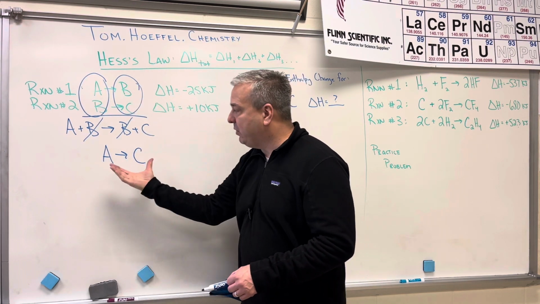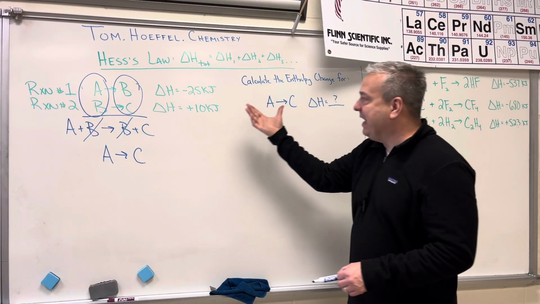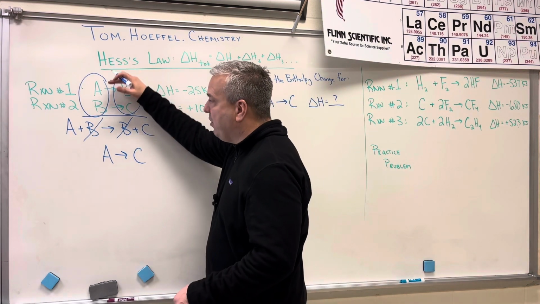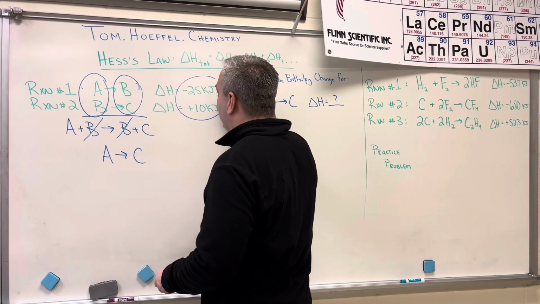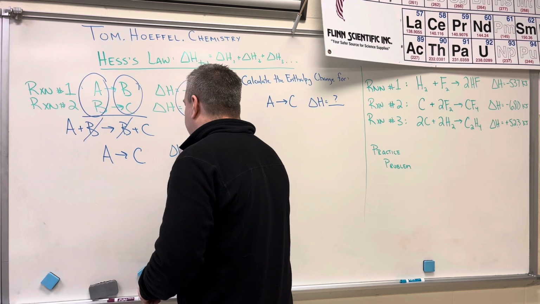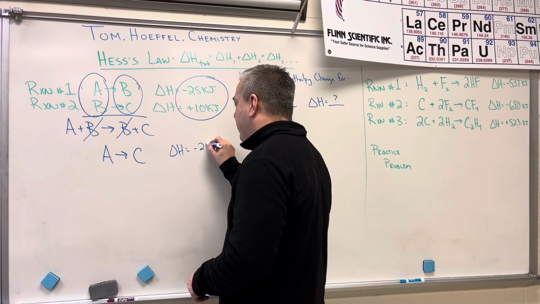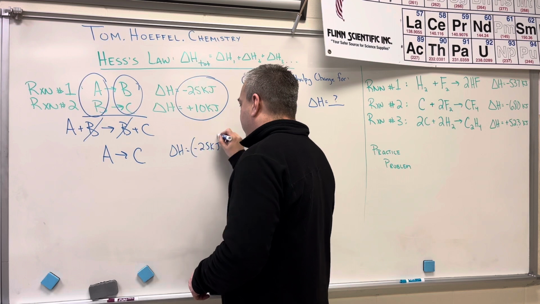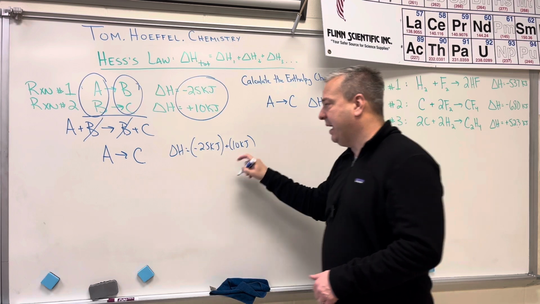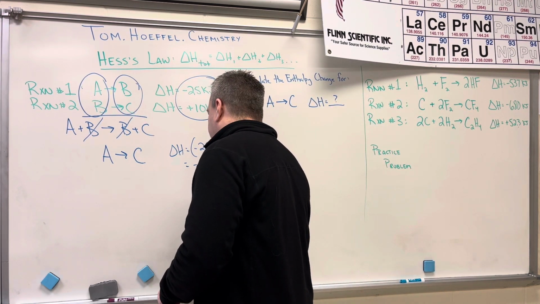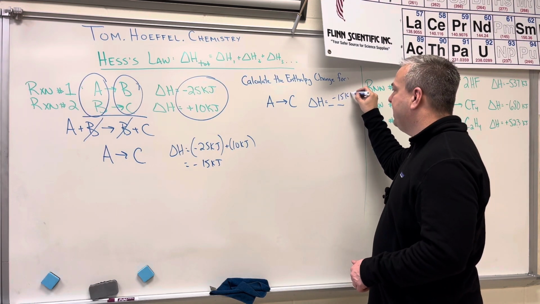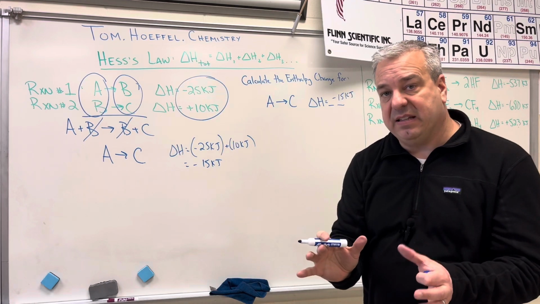And we want to add them so that when we get our result, it equals the one that we're trying to find. Now, according to Hess's law, when you add chemical reactions together, you're going to add their enthalpy changes as well. So I'm going to add negative 25 kilojoules with 10 kilojoules, and negative 25 plus 10 will give you negative 15 kilojoules. So the answer for the chemical reaction of A to C is negative 15 kilojoules, but I also want you to see this visually.